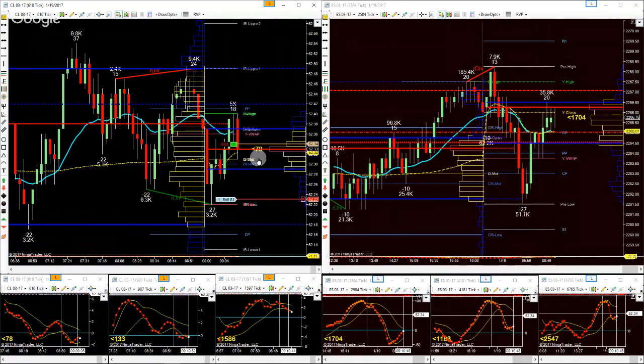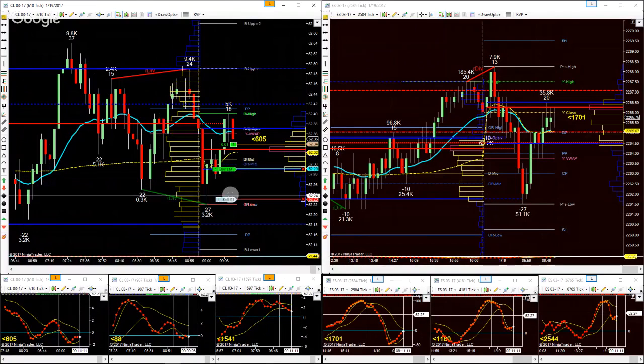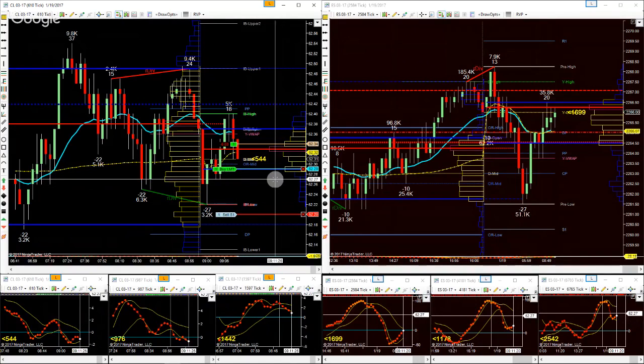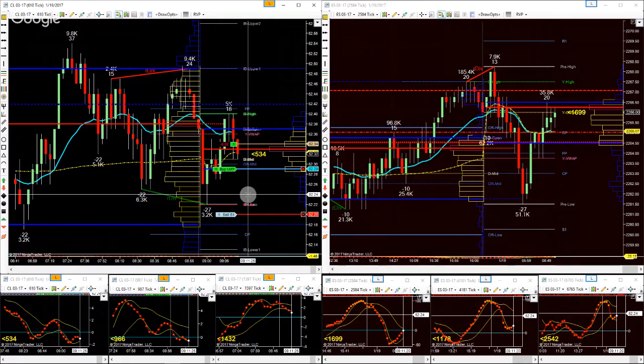We'll move this away. I would be looking to scale in. A little late on this trade. I probably should have been in this a little sooner, at a slightly better price. I might have chased this one by a tick or two, but I'd be willing to scale in to here and even further. Probably not. I don't think I want to be scaling in below this swing low here. I'd really like to see that hold.